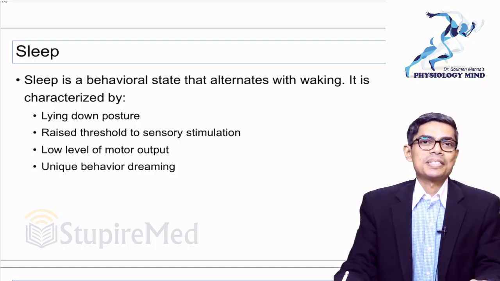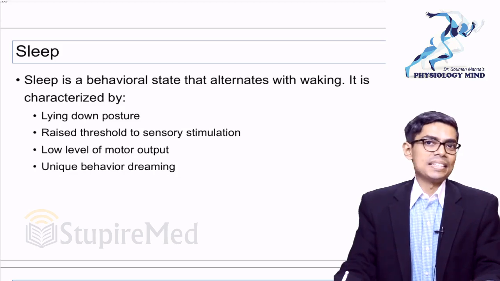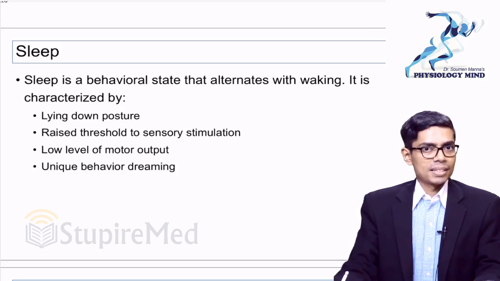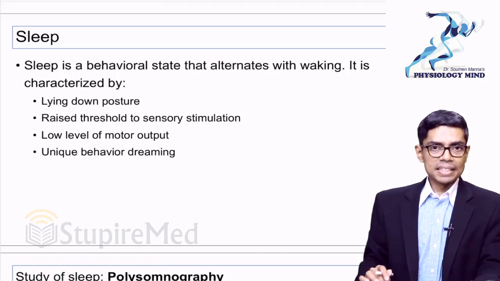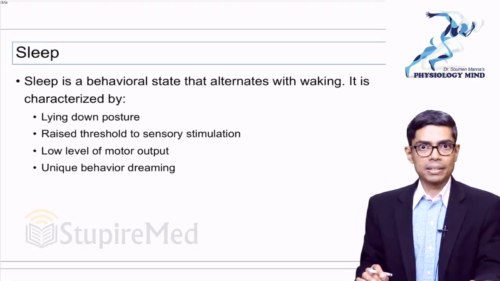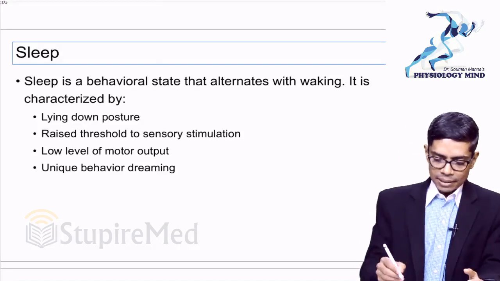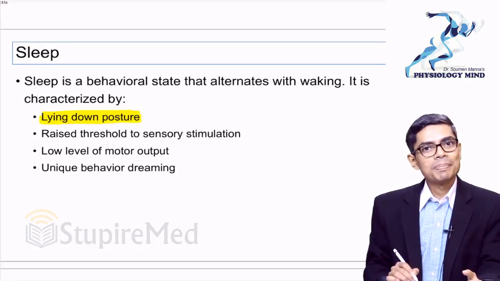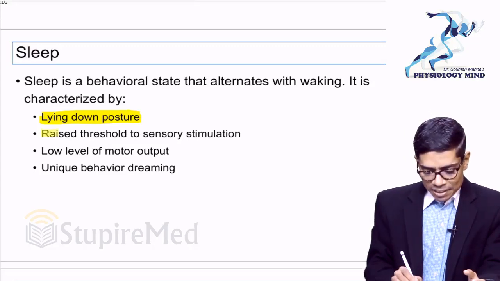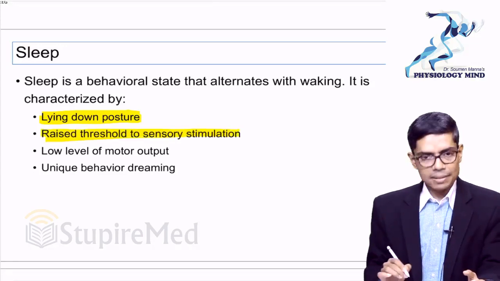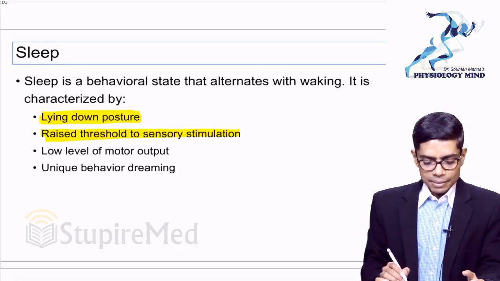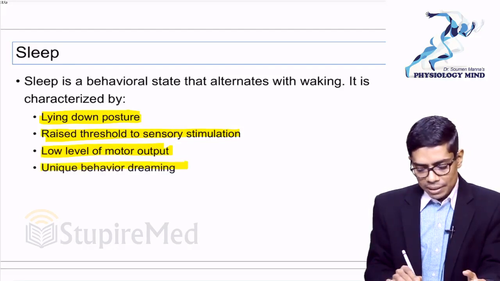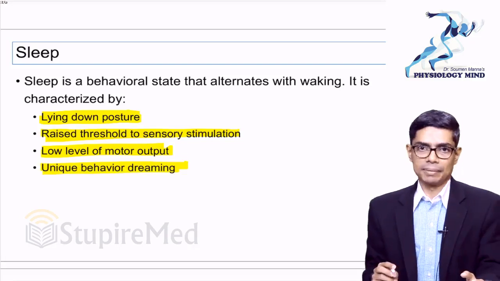So now we are going to discuss sleep and EEG. Okay, so what is sleep? The definition is written here: there are certain criteria to describe it as sleep. That means there should be a lying down posture, then a raised threshold to sensory stimulus, then a low level of motor output, and unique behavioral dreaming.